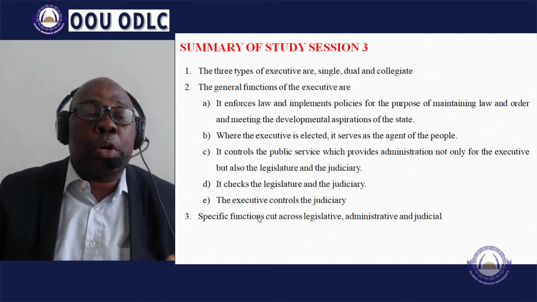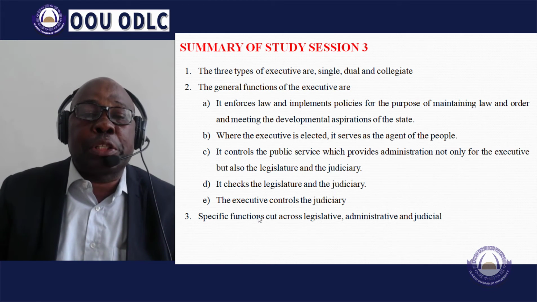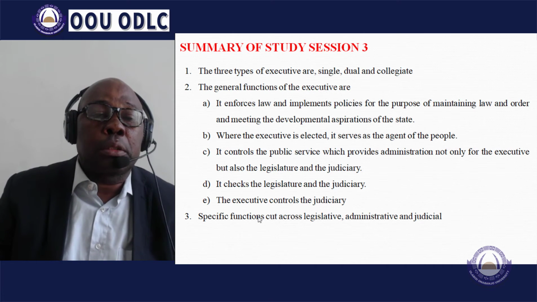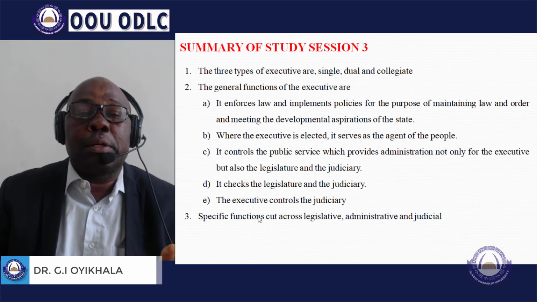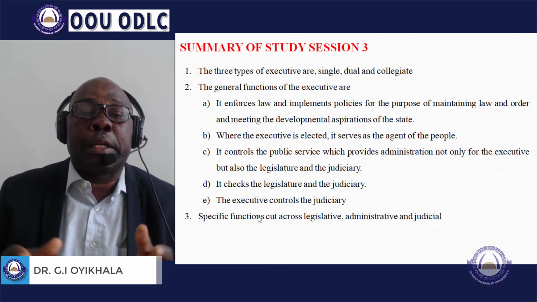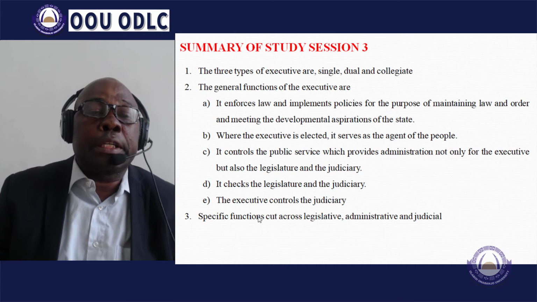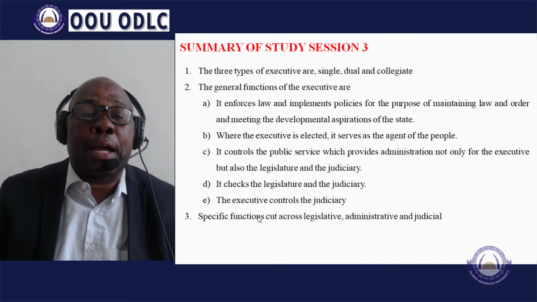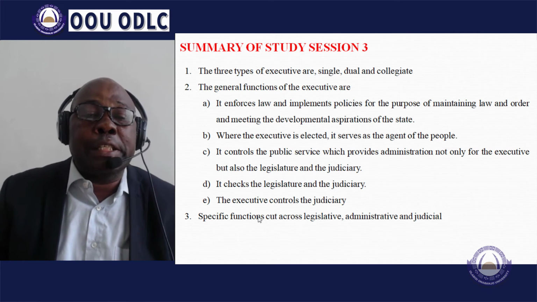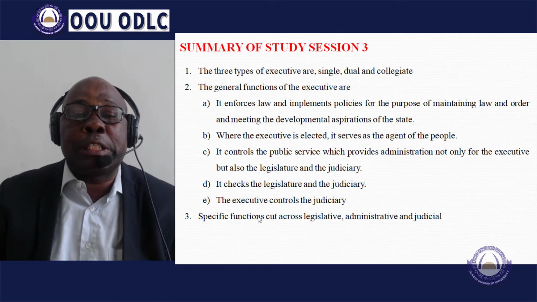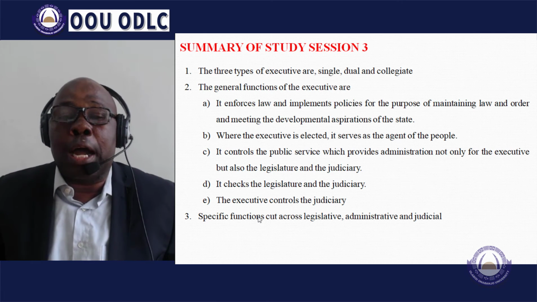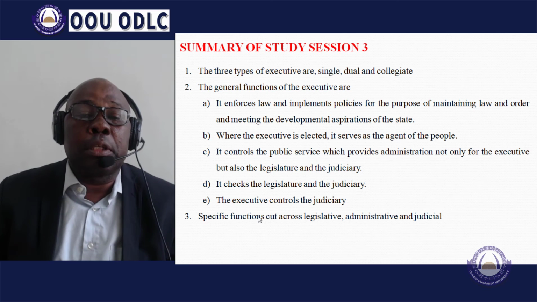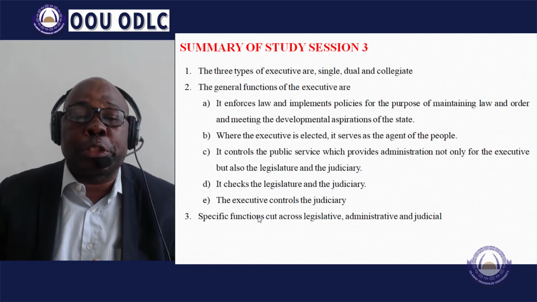Now, let's quickly look at the synopsis of study session 3. We discussed 1. The 3 types of executive. We said single, dual, and collegiate. 2. The general functions of the executive. 1. It enforces law and implements policies for the purpose of maintaining law and order and meeting the developmental aspirations of the state.